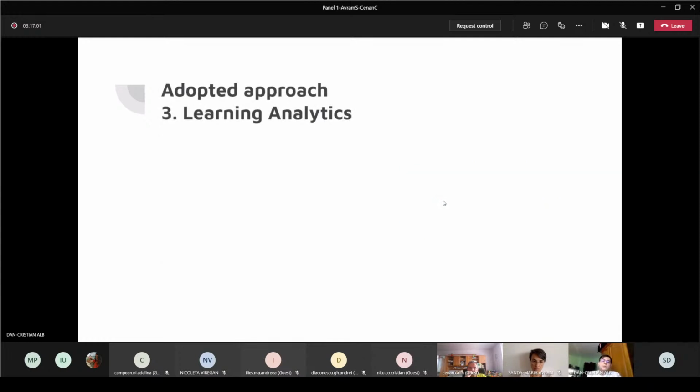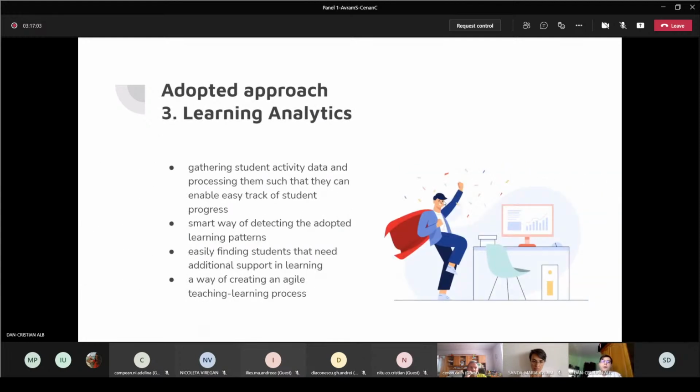And now, as is of main interest for us, learning analytics. Basically you gather student activity data and process it so that it enables easy tracking of student progress. This is a smart way of detecting the adopted learning patterns. If we have a student that is actively engaged constantly, you will see a nice pattern. But for students that learn two nights before the exam, you will see that he did nothing the entire semester, but then you see Mount Everest in activity before the exam.